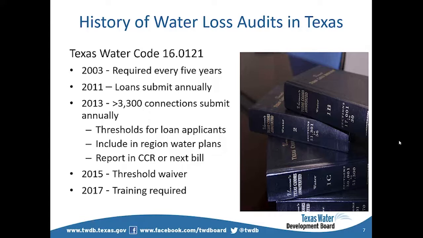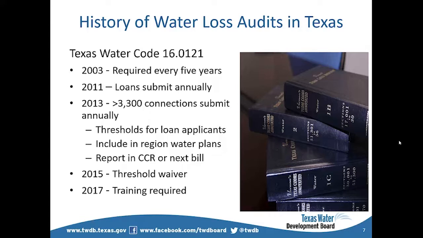And then one that many utilities are probably familiar with, especially since we're coming up on that July 1st deadline for those consumer confidence reports. The rule in 2013 required that you needed to report to your customers your water loss from the water loss audit that you submitted to the board, and you can do that by telling them in your consumer confidence report, or actually also you could do it in your next bill after submitting the audit. My recommendation is to go ahead and just put it in that CCR, because it's something that you're already submitting. You just add that sentence or two in there saying, basically, this is our water loss, and informing your customers that way.